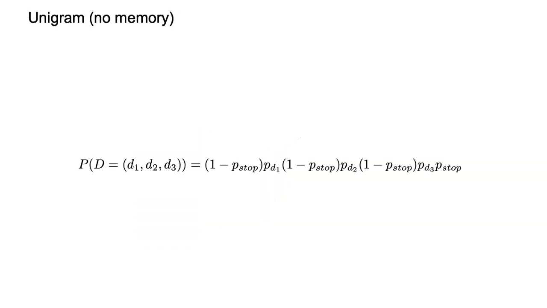Let's stop here. Really offline, try to think about for the Unigram model, n equals 0, how to compute the probability that the little elf is going to generate a specific document.